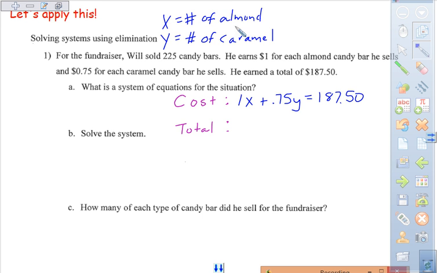So let's let x equal the number of almond bars and y be the number of caramel bars. So our equation is $1 times x plus 75 cents times y equals $187.50. The total number of candy bars sold is going to be 225. So that's x plus y has to be 225.